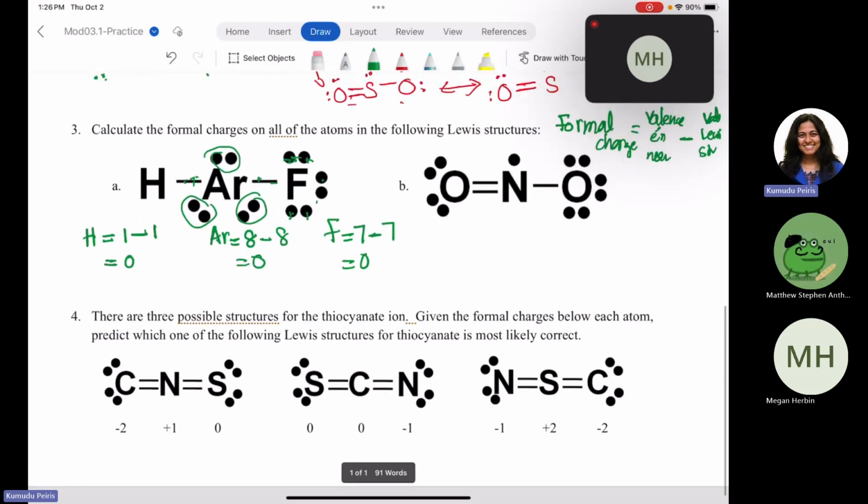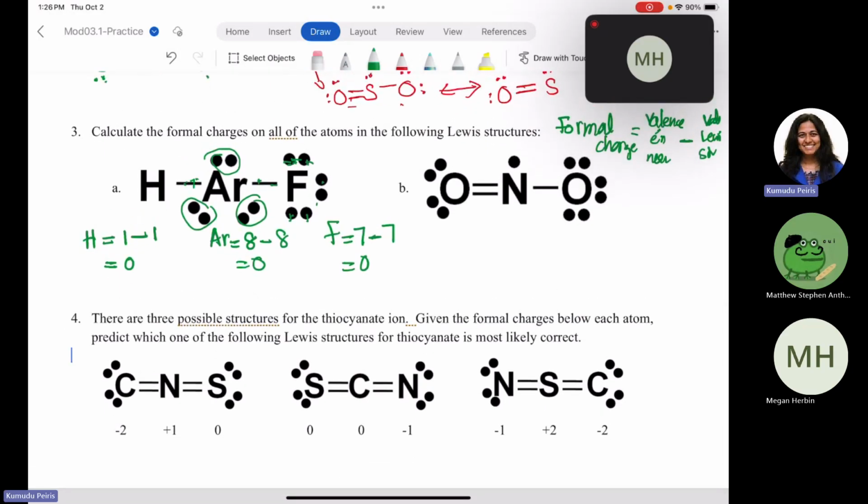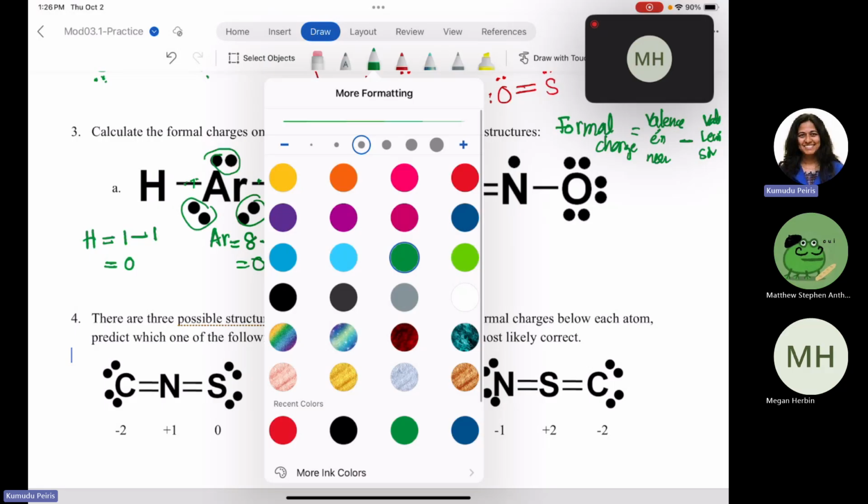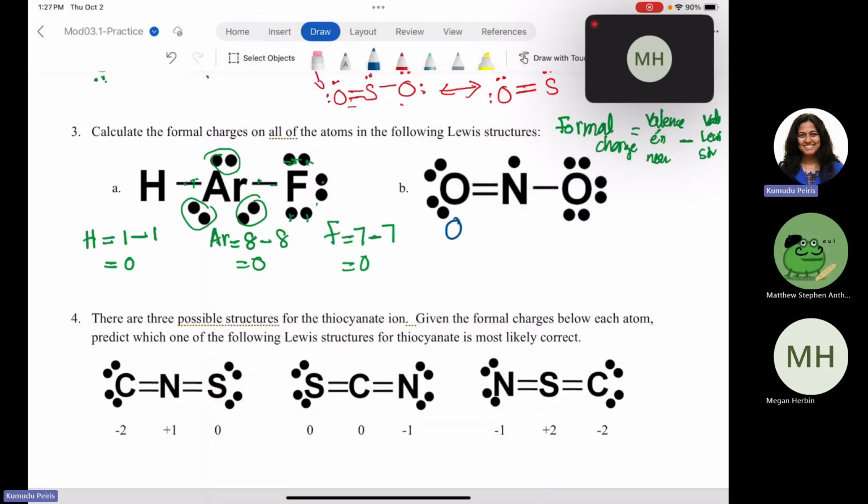All right. The next one, oxygen. Let me get a different color. The oxygen: how many valence electrons for the neutral atom? 6. Minus how many unshared electrons on oxygen? 1, 2, 3, 4. Each bond you can count just one electron towards the oxygen. 1, 2, 3, 4, 5, and 6. So it's 0.